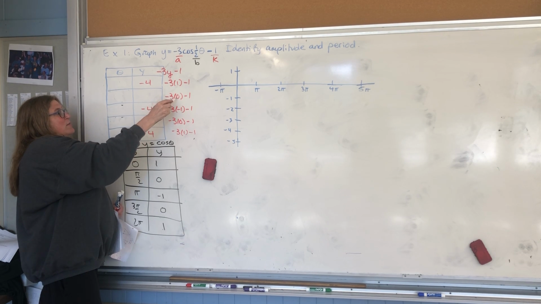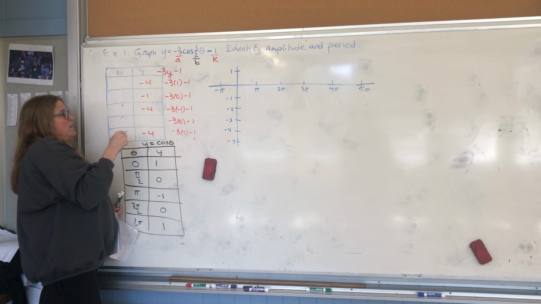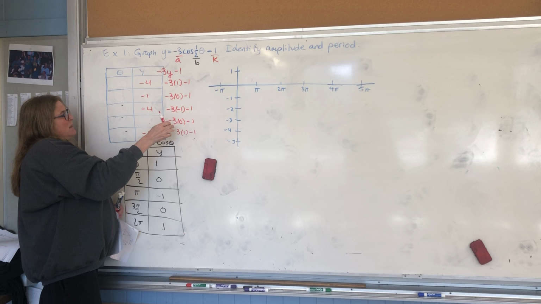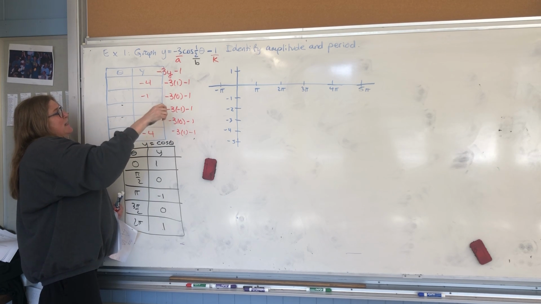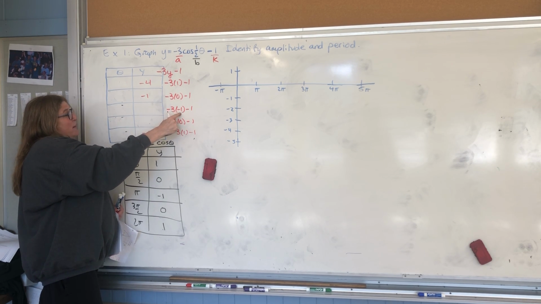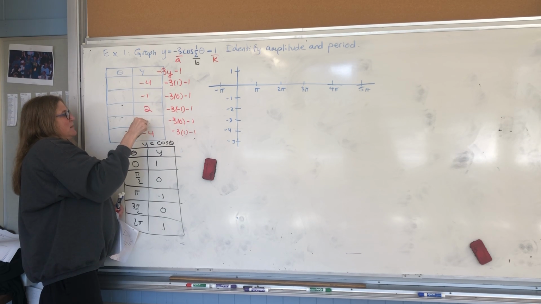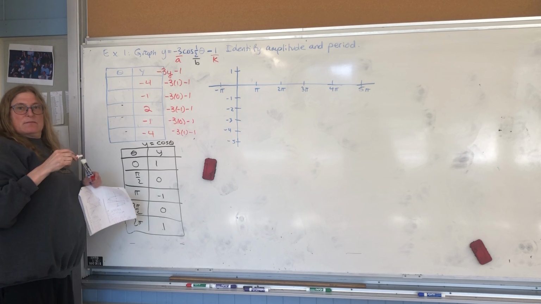Negative 3 times 0 is 0, minus 1 is negative 1. And negative 3 times negative 1 is positive 3, minus 1 is 2. There we go. Okay.